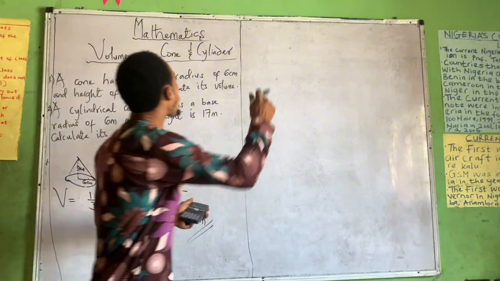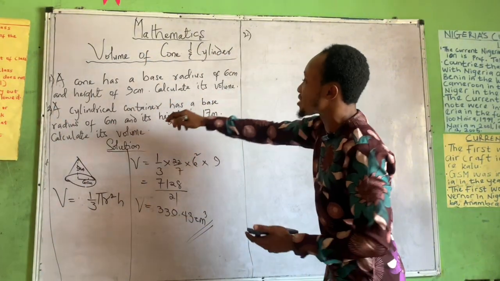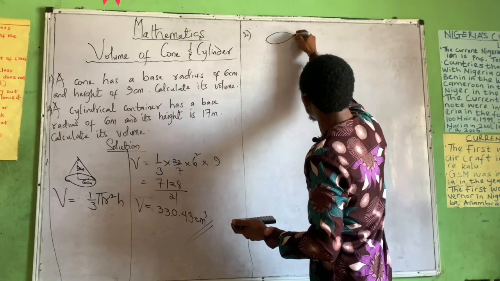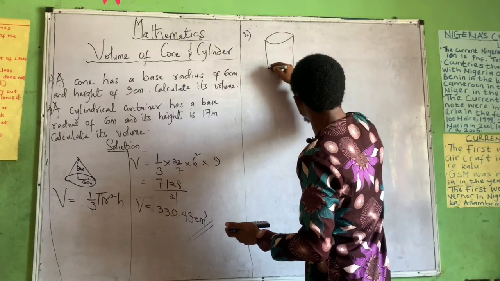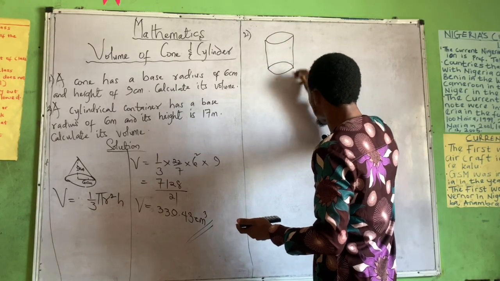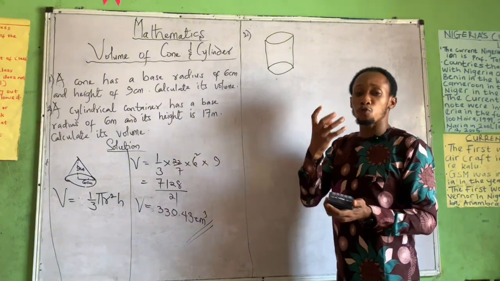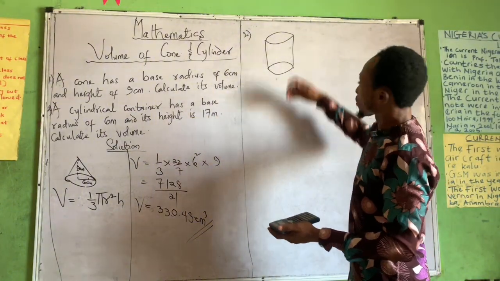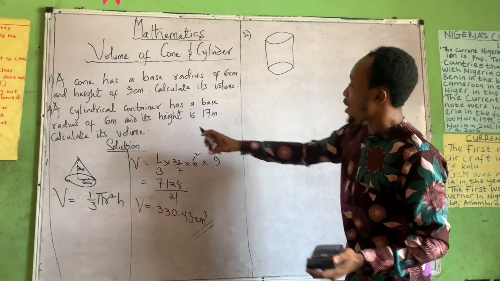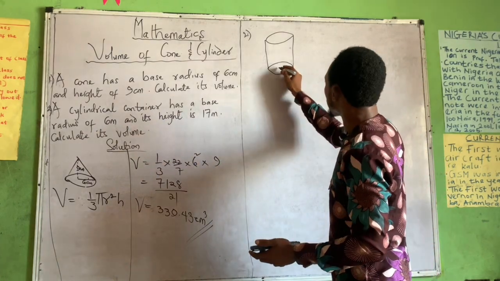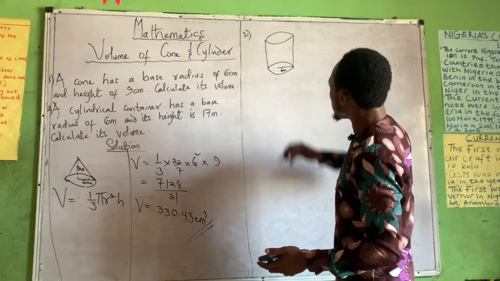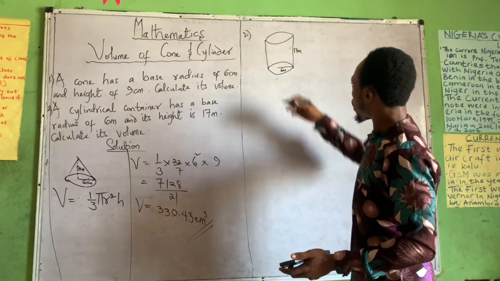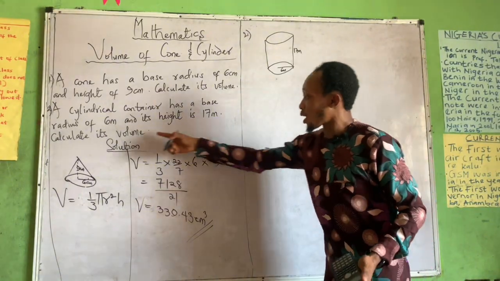All right, the second question says that a cylindrical container. Let's draw the cylinder. So this is how our cylinder is. And in the last class, we established that a cylinder can have two closed tops or one open top. So let's say this is the cylinder, and then we have a base radius of 6 meter, and then the height of 17 meter. So calculate the volume.